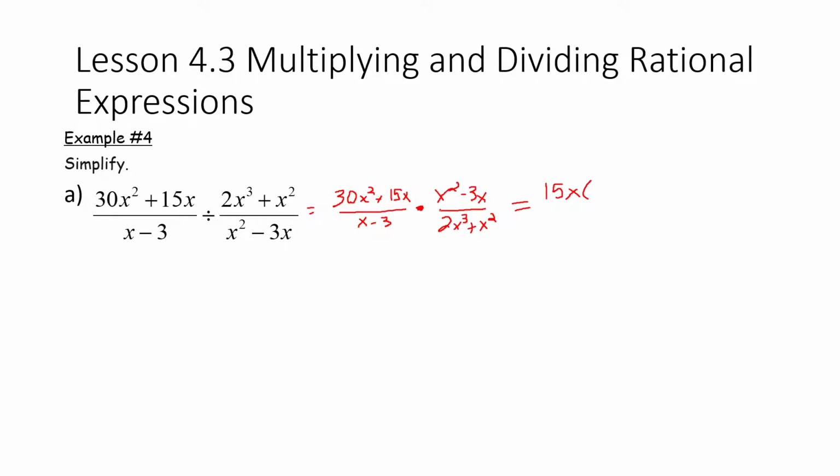If you pull 15 out of 30, divide 30 by 15, you have 2. If you pull x out of x squared, you have x. Now if you're pulling 15x out of 15x, you're just left with 1. In this case, we do want to keep the 1. And then that's all over x minus 3. There's nothing we can do there, so we'll leave that as is. Let's just combine them. I prefer to work like that.